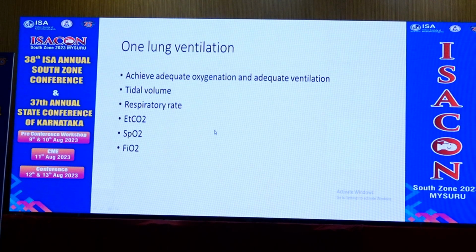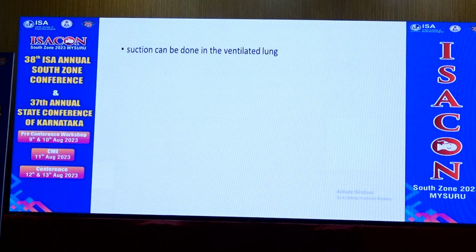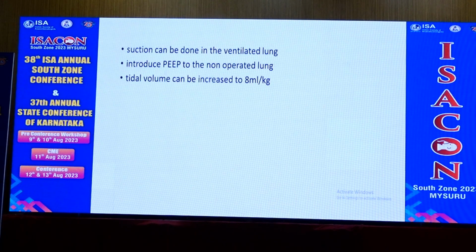If we are unable to achieve any of the parameters and SpO2 drops to less than 92%, then the following algorithm can be followed. First, suction has to be done in the ventilated lung. Then introduce PEEP to the non-operated lung. If the patient is still unable to maintain SpO2 more than 92%, next the tidal volume can be increased to 8 ml per kg. At each stage we have to wait 3 to 5 minutes. If we are unable to achieve the set parameters, then the next stage has to be proceeded to.